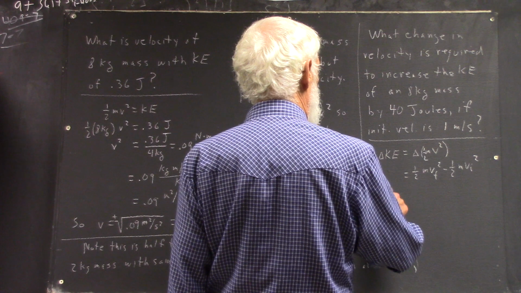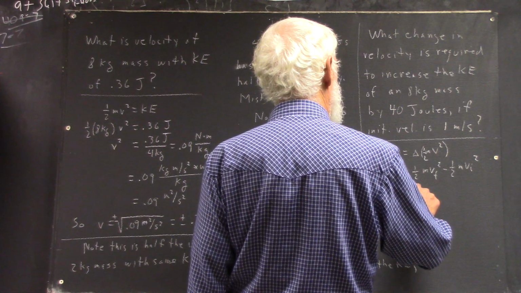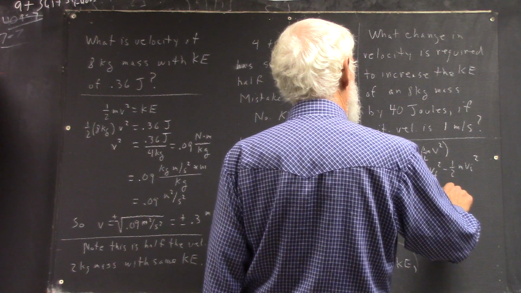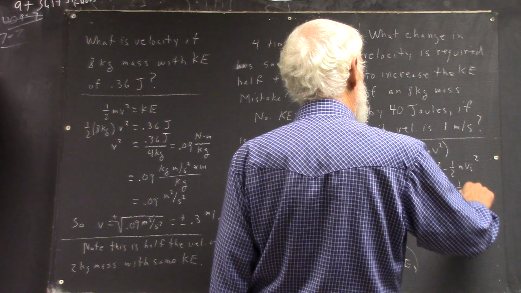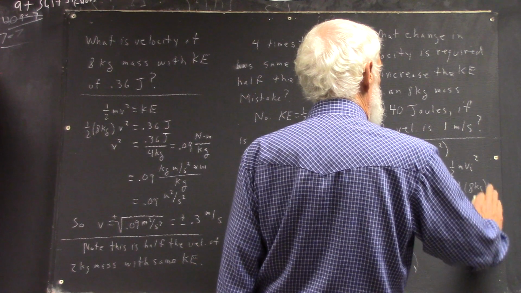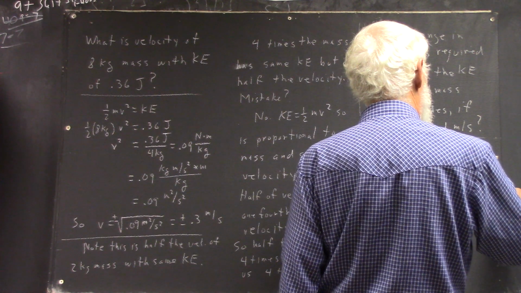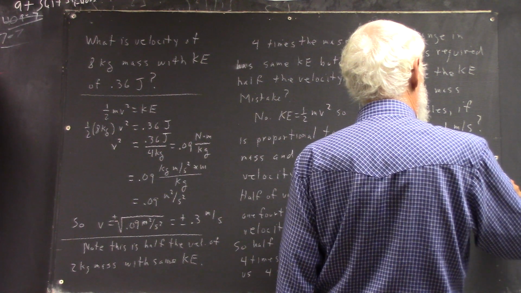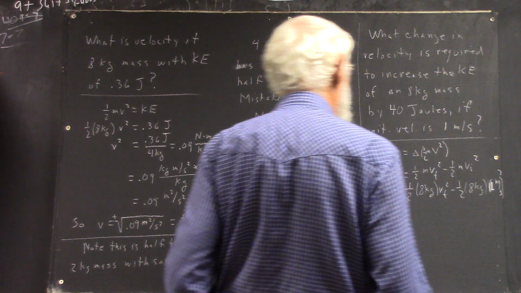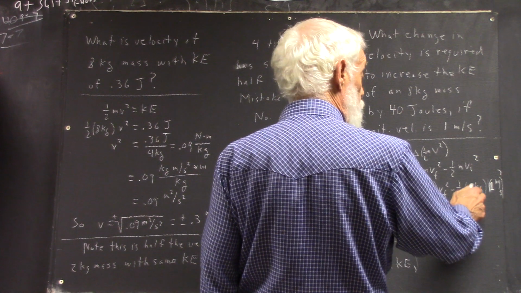I'm going to say that 40 joules equals 1/2 of 8 kilograms times Vf squared minus 1/2 of 8 kilograms times Vi squared. Of course, we know Vi. It's 1 meter per second, and it's going to be squared. We know that. So you do this, and you get 4 joules here.